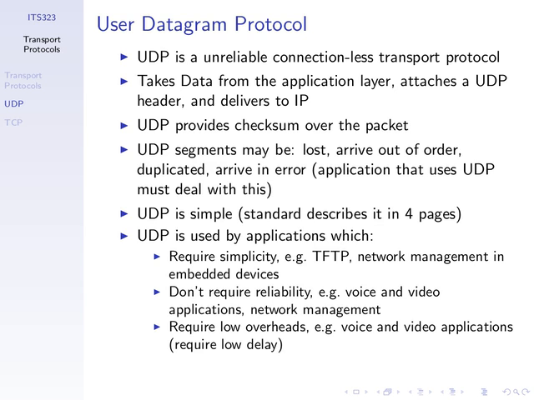If we can illustrate that, our client application creates some data that it wants to send to some destination application, and sends it to UDP. UDP takes the data, creates a UDP segment. We'll see the structure. It has a header and the data. So it puts the data inside a segment with a UDP header.